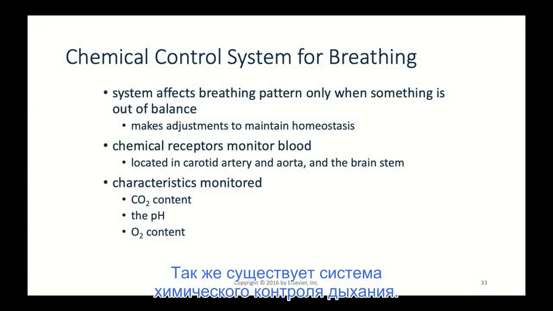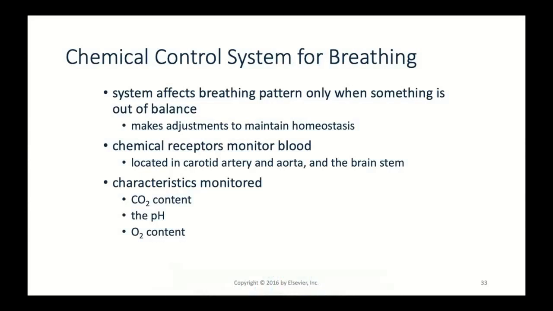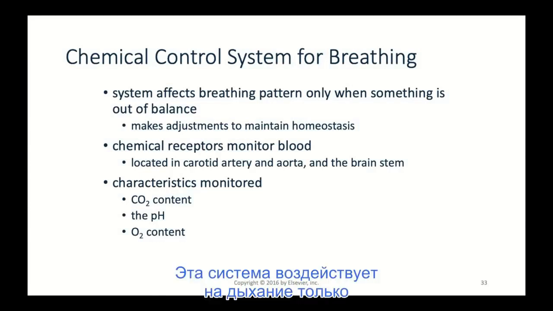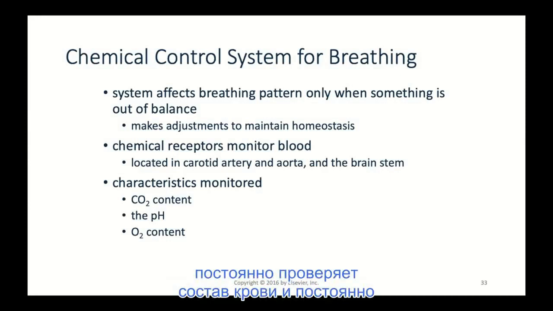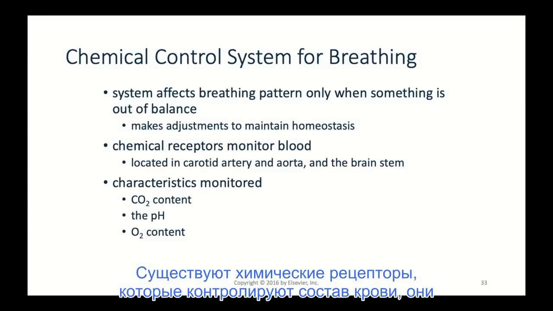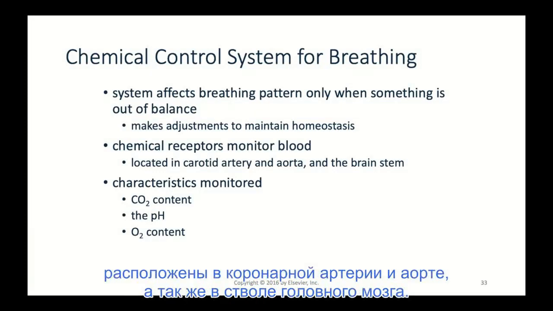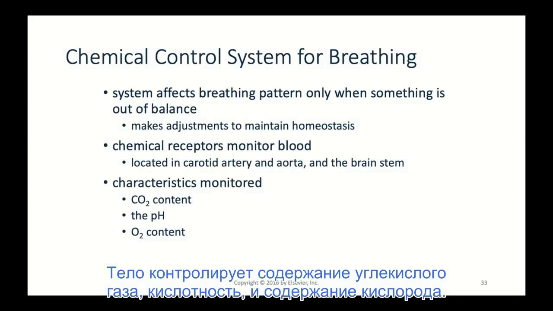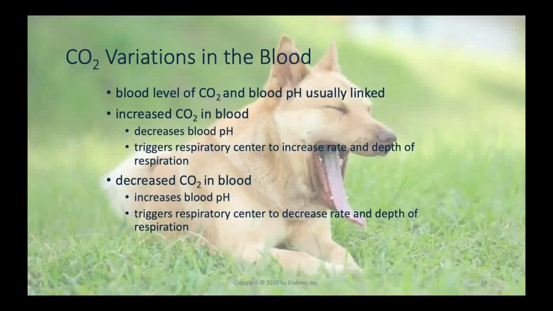And then there's the chemical control system for breathing. The system itself affects breathing patterns only when something is out of balance. So this is continuously checking the makeup of the blood and makes adjustments to maintain homeostasis. There are chemical receptors that monitor specific areas of the blood, located in the carotid artery and the aorta, as well as in the brainstem. What the body is monitoring is CO2 content, the pH, and the oxygen.